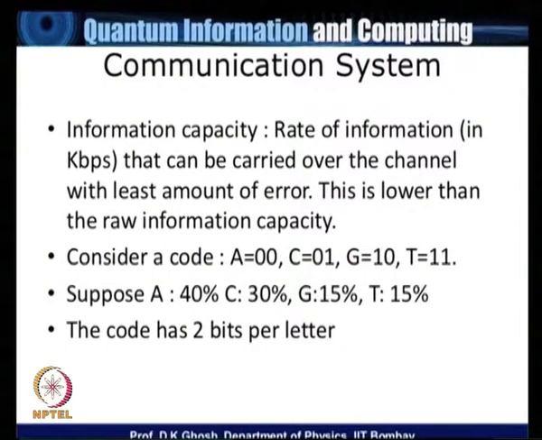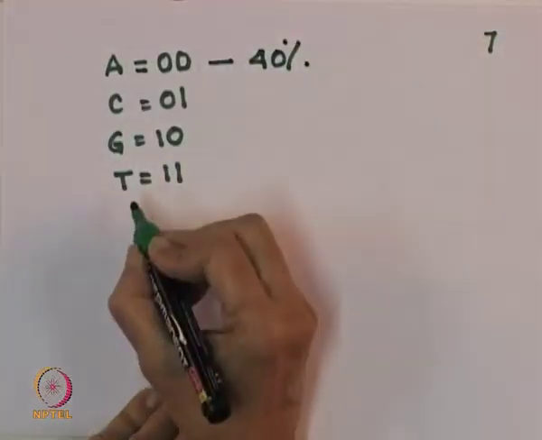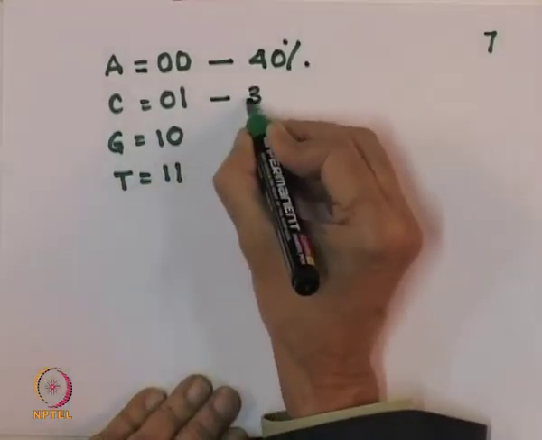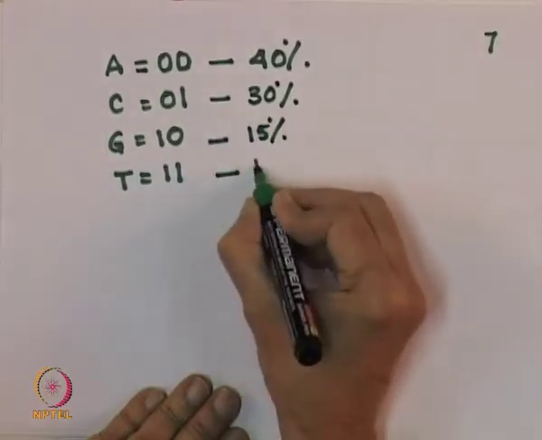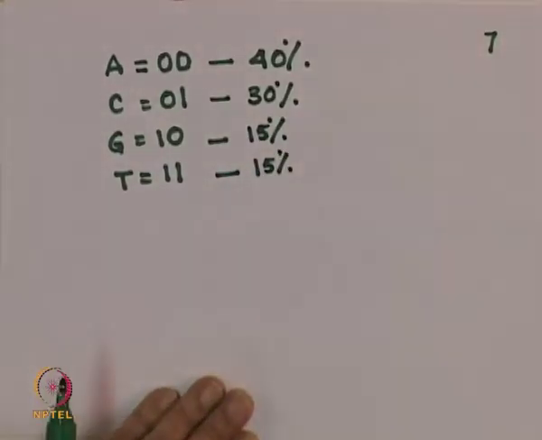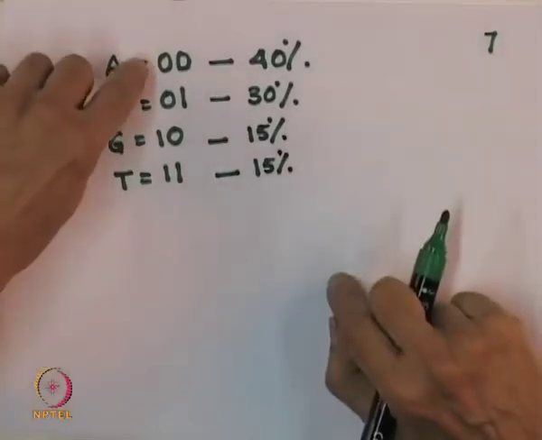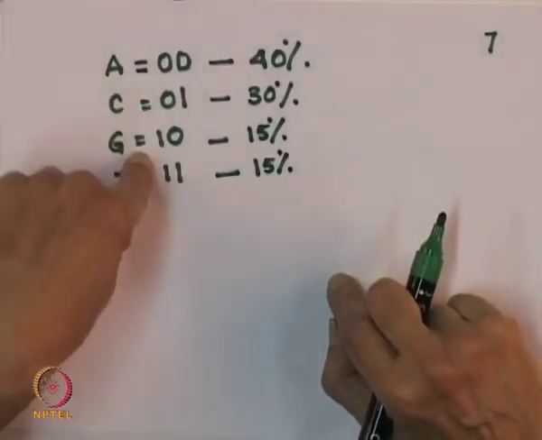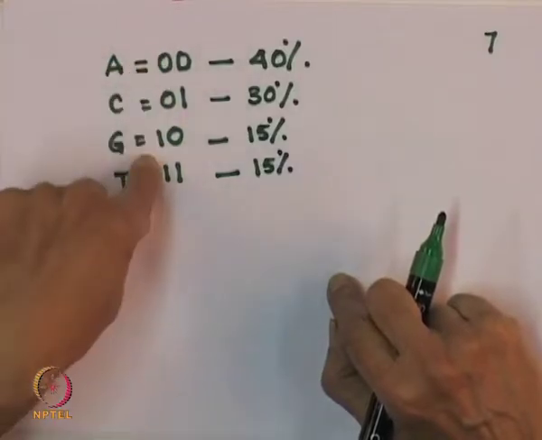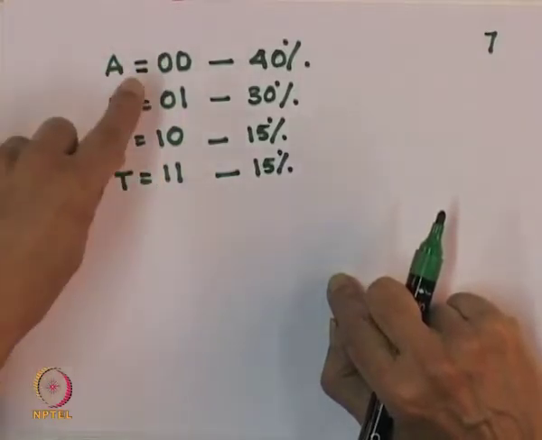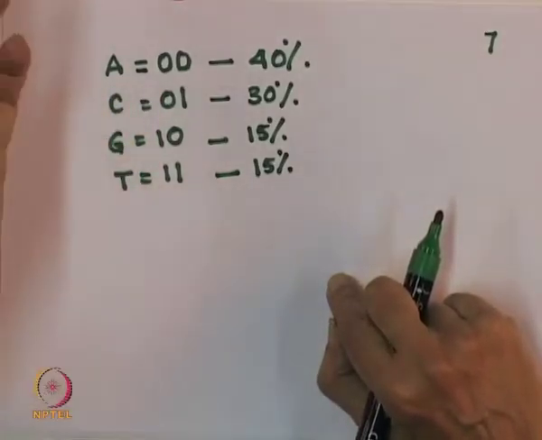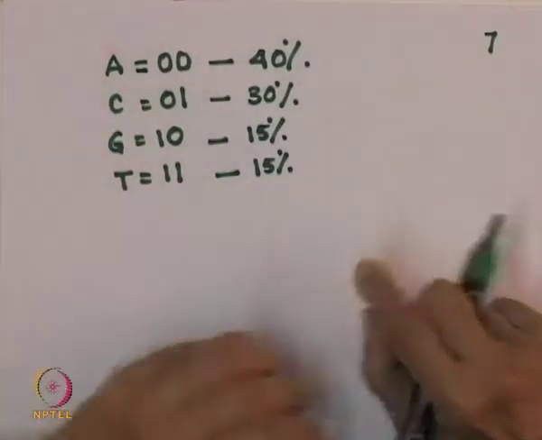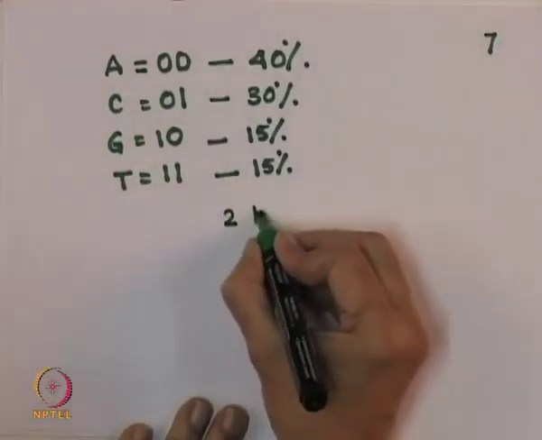Now, let us suppose that the letter A appears with 40% probability, letter C 30%, and each of G and T occurs with 15%. Now, since each one of these letters is coded by 2 bits, each letter has an average length of 2 bits. So, there are 2 bits per letter on an average.